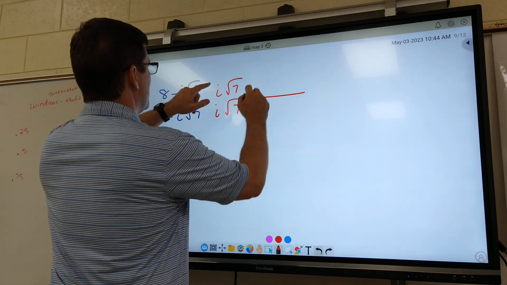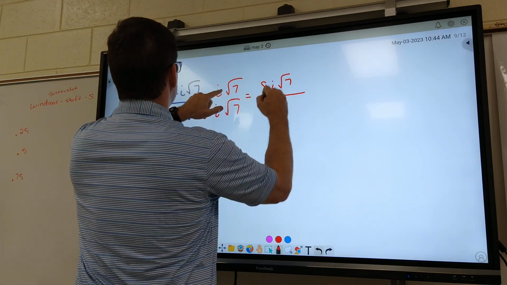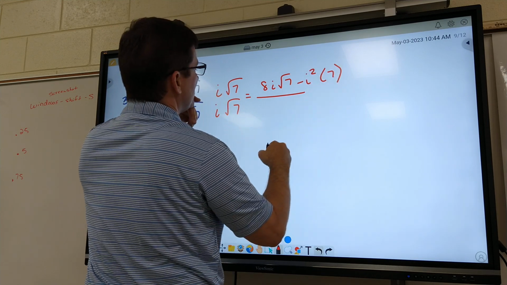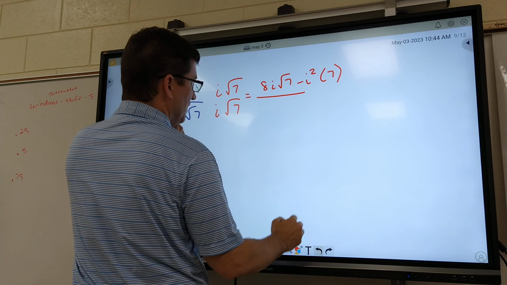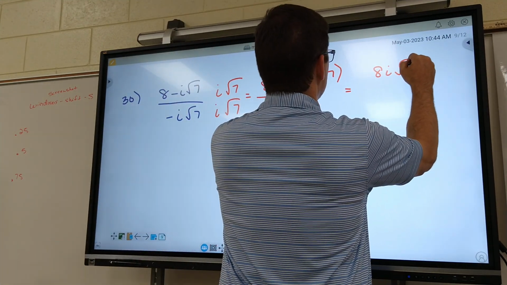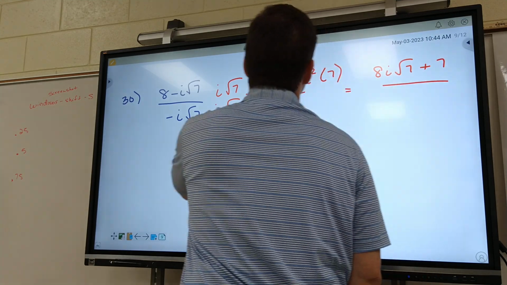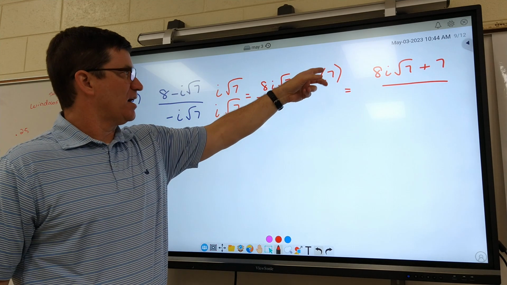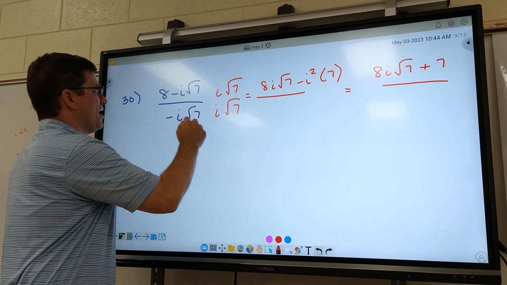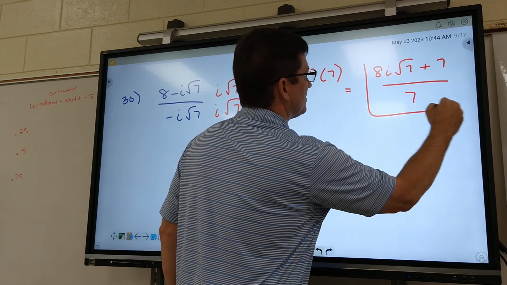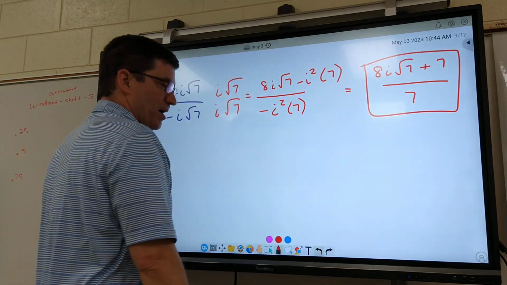Now let's pull it out. 8 times i, that gives me 8i root 7. Negative i times positive i is negative i squared and a 7. So all of that is just going to be plus 7 on the end, right? So I got 8i root 7 plus 7. Check that top, Matthew. Make sure we're good. Because I got i squared, that's a negative times a negative, so that's plus 7. All right, the bottom is negative i squared and a 7, which is just positive 7. I can't simplify that one, so I'm done.